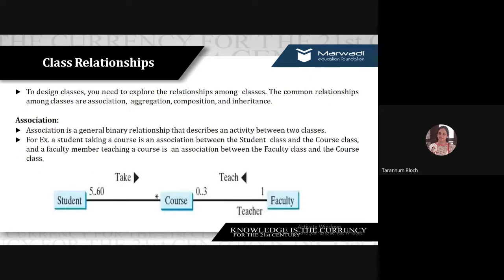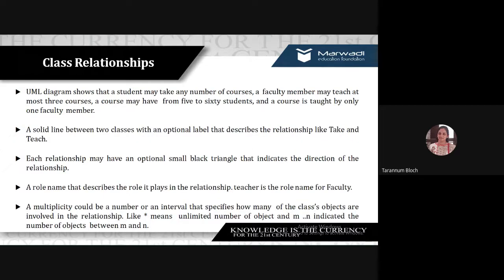Now, you can see there are certain numbers and asterisk signs given, right? For example, 1, for example, 0 dash dash 3, for example, here asterisk, and here 5 to 60. So the number which is mentioned here, we call it a multiplicity.